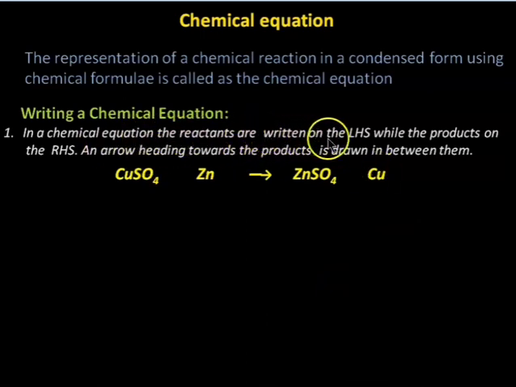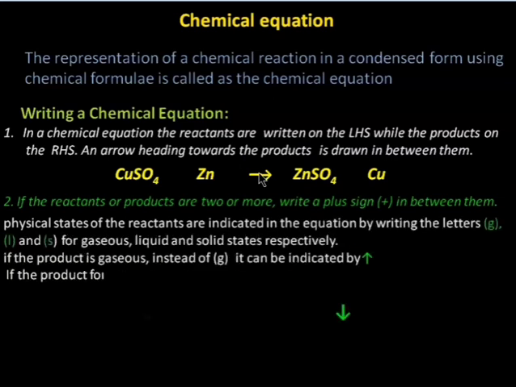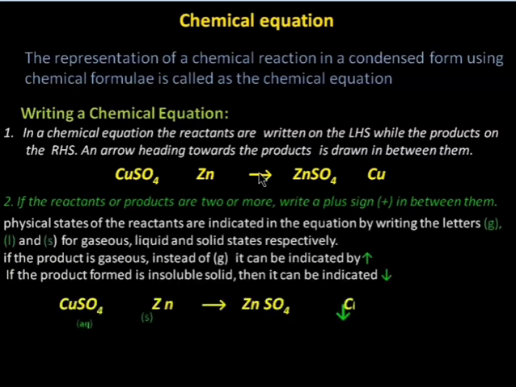Reactants are written on the LHS, left-hand side, while the products on the RHS. An arrow heading toward the product is drawn in between them. Then second, if the reactants or products are two or more, write a plus sign in between them. Here two reactants are there. So a plus sign is written in between them also here.